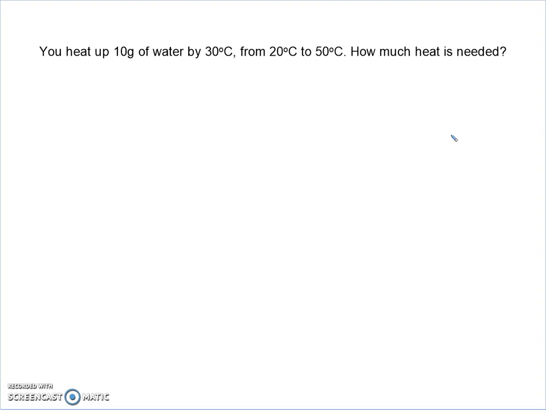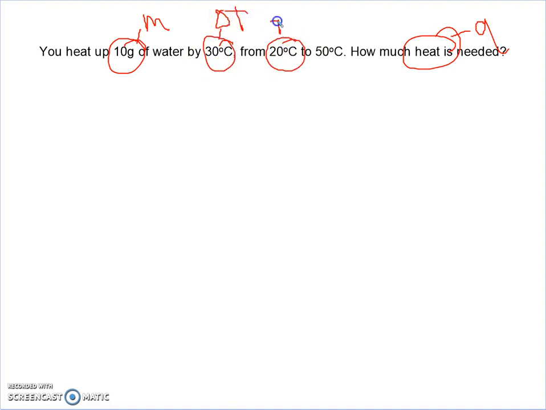So first thing we want to do is we want to annotate this. It's asking how much heat is needed, so that's Q. It's giving us 10 grams, which is mass. It says by 30 degrees C, so that's delta T. It says from 20, so that's Ti, and 50 is Tf. So this is a change in temperature, so we're going to use Q equals mCp delta T.